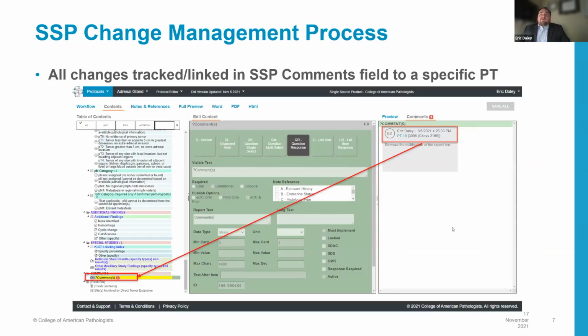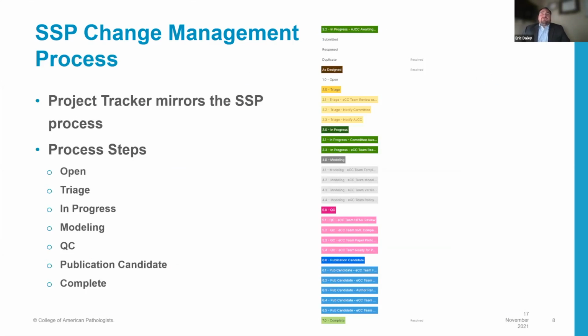In SSP, we track all the PTs back to our comments with hyperlinks, which are really glorified breadcrumbs tracking all the changes back to a specific PT. This allows us to roadmap our release through our project tracker. This is why our SSP tool is so important as we map our SSP change management from the SSP process.